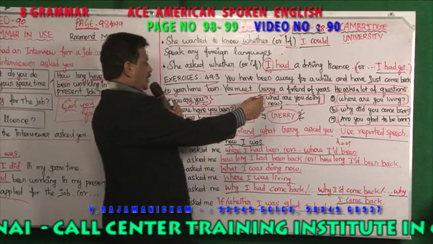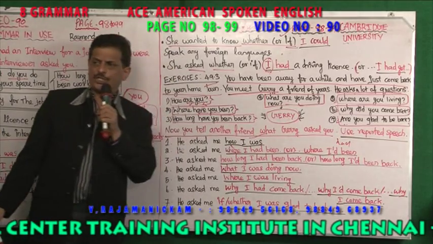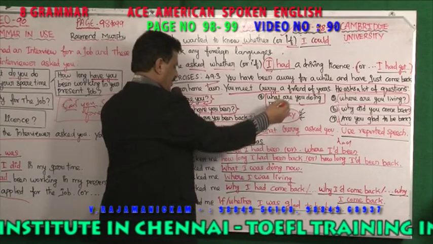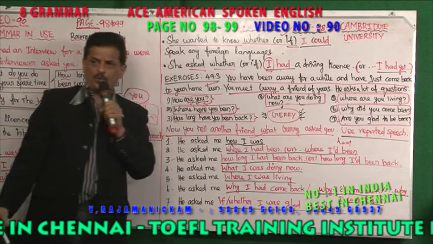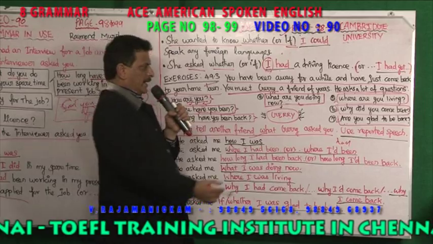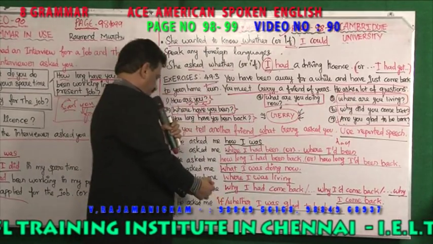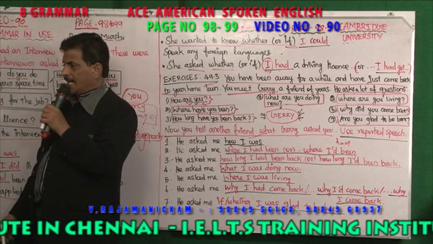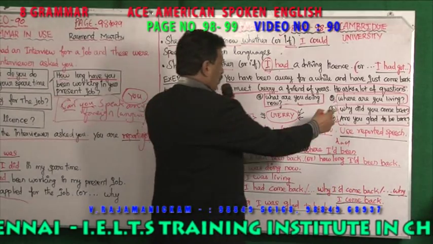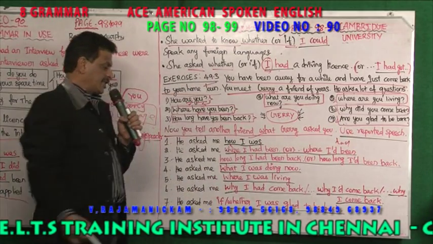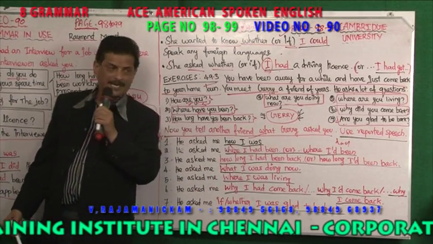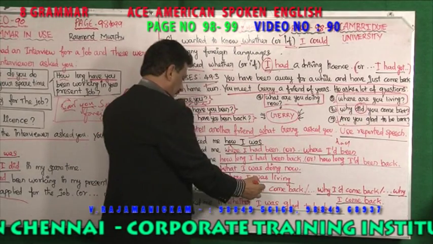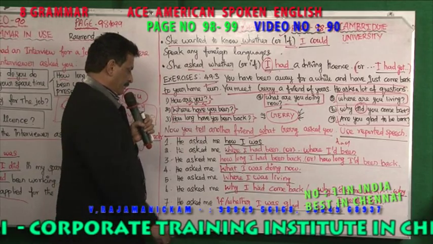Fourth question, what are you doing now? What are you doing now changes into? Fourth, he asked me, what are you changes into? What I was doing now? And fifth, he asked, where are you living? He asked me, where are you living changes into where I was living. And next, why did you come back changes into six. He asked me why I had come back. Why did you come back? Into had, past participle, past perfect, right?